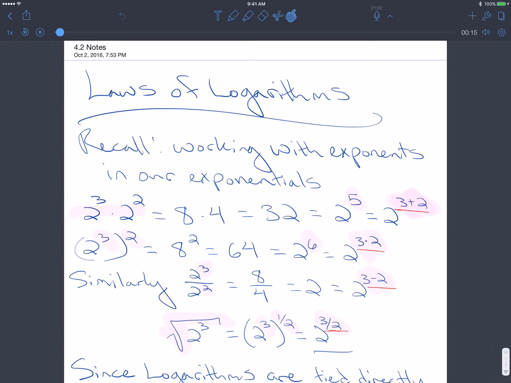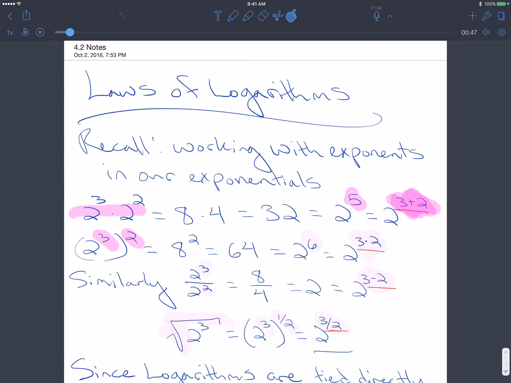And I took that day in class to kind of break out for you if you have 2 cubed times 2 squared, that is the same as 2 to the 3 plus 2. By showing you that 2 cubed is 8 and 2 squared is 4, so 8 times 4 is 32, which if I return back to a 2 to the something, that's 2 to the 5th, which is the same as 3 plus 2.